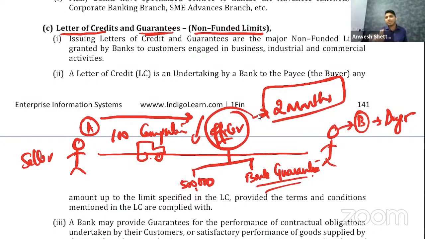Now you may ask, why would the bank pay on my behalf? That is because I will first go and deposit money in the bank, let's say 5 lakh rupees, and the bank will issue one document, a bank guarantee, to this officer. So tell me, is the bank actually paying money to that officer? No, they're actually giving one receipt, one document. So this is called non-funded limits. Here the bank is not actually making any payment, but it is simply saying that we will guarantee the payment.